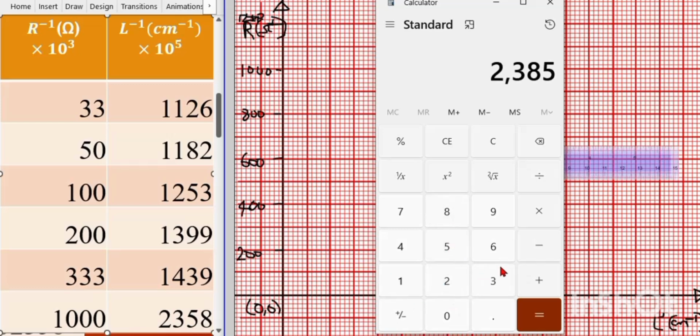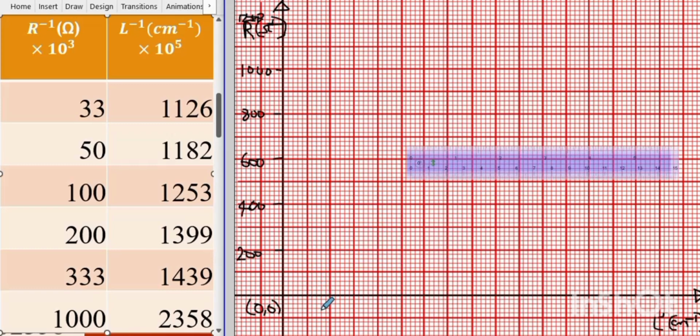2385 divided by 8, and that gives us 298. This is very nice. So the closest number I can easily pick here is 300. I don't need to even think twice. So we have 300, we have 600, then we have 900.